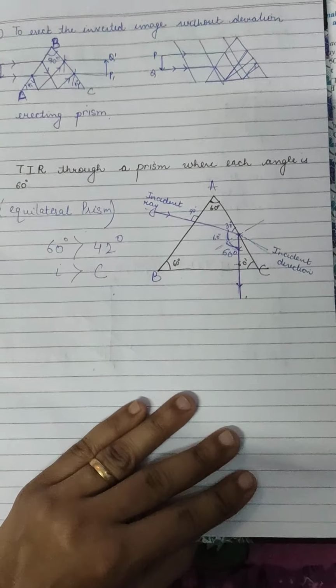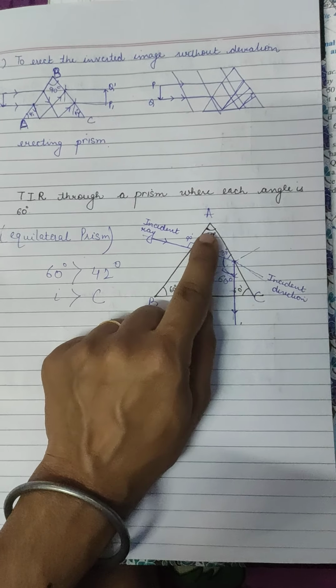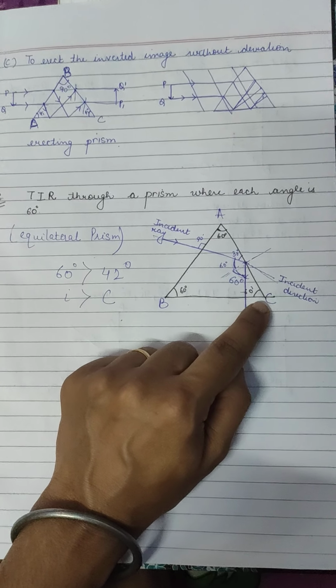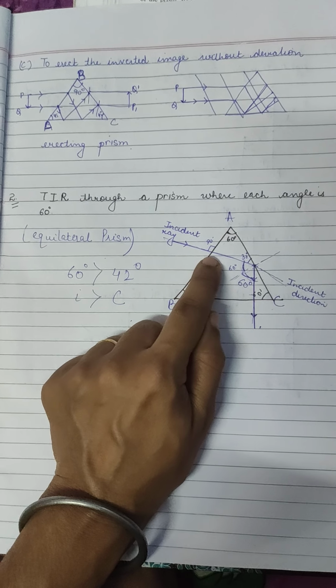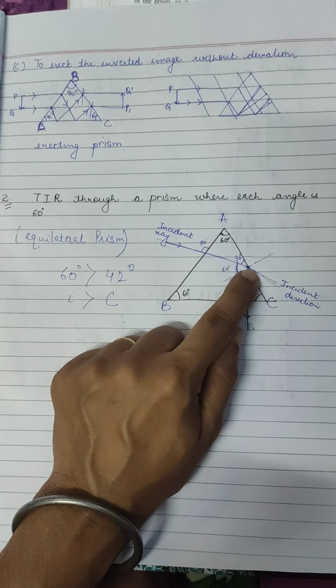Good morning, students. In continuation to our video, we are going to start with the next prism. This is an equilateral prism. All the angles are what? 60 degree. Now when the incident ray comes undeviated, as it is making a 90 degree angle, it strikes the face AC.